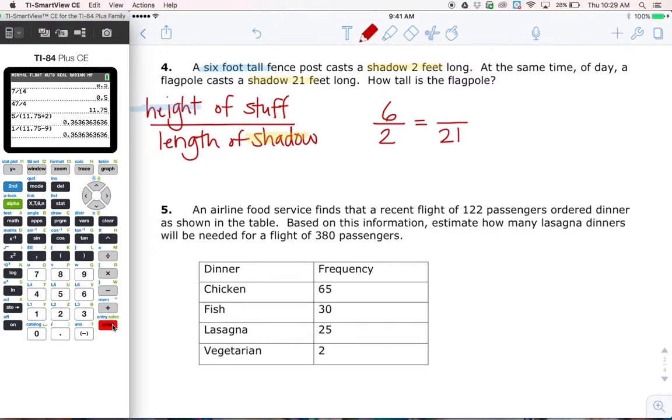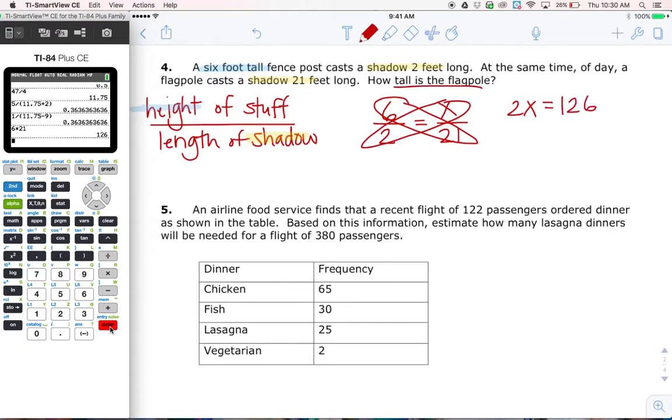Now, I don't know the top. I'm going to call it x, right? That's what I'm looking for. How tall is the flagpole? If you can get this set up, you can get it right. I know you can. 2 times x is just 2x. 6 times 21 is, I think, 126. Let's check. 6 times 21 is 126. And we're going to divide both sides by 2 to find x. So x is equal to 63, right? Check it, divided by 2 is 63 feet.